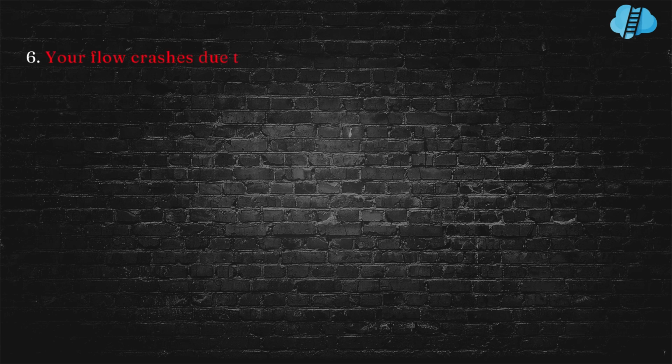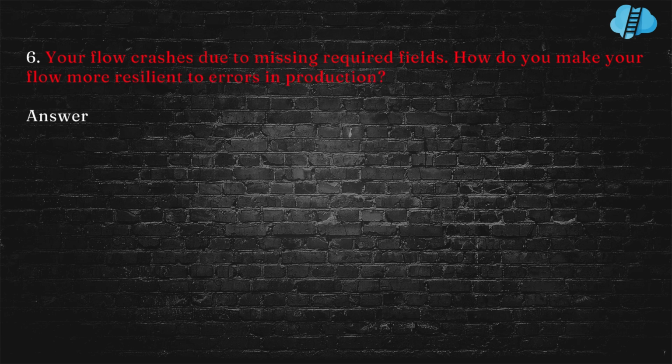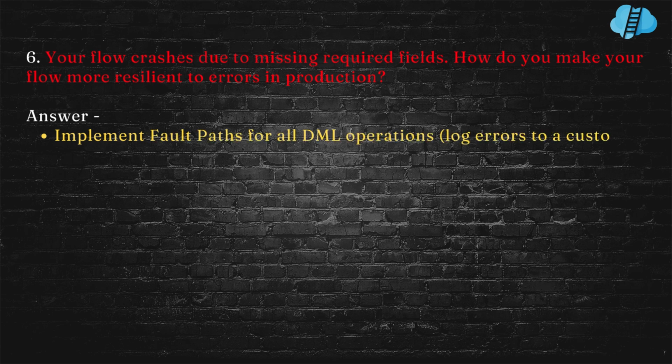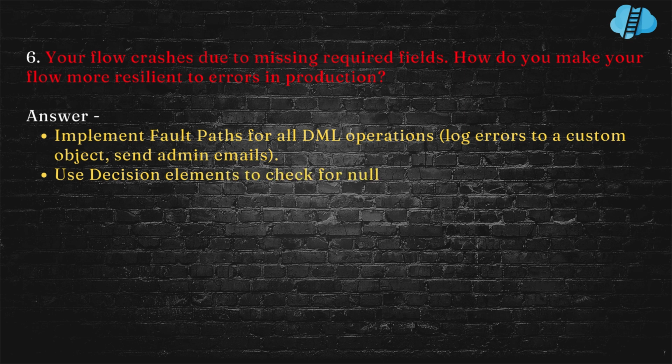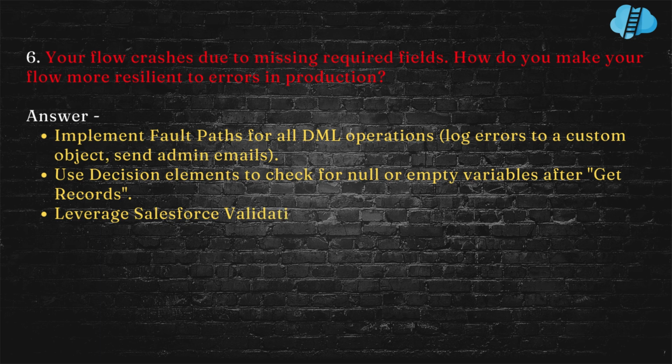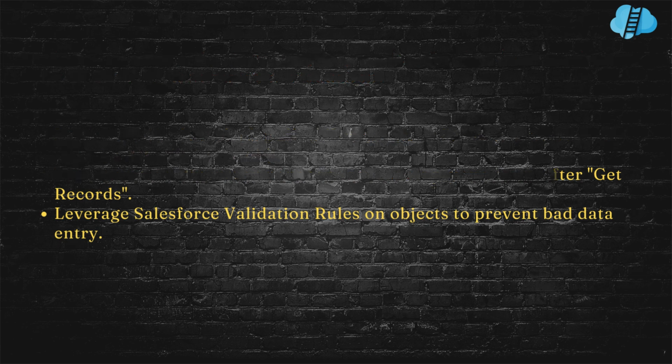6. Your flow crashes due to missing required fields. How do you make your flow more resilient to errors in production? Answer. Implement fault paths for all DML operations, log errors to a custom object, send admin emails. Use decision elements to check for null or empty variables after getRecords. Leverage Salesforce validation rules on objects to prevent bad data entry.